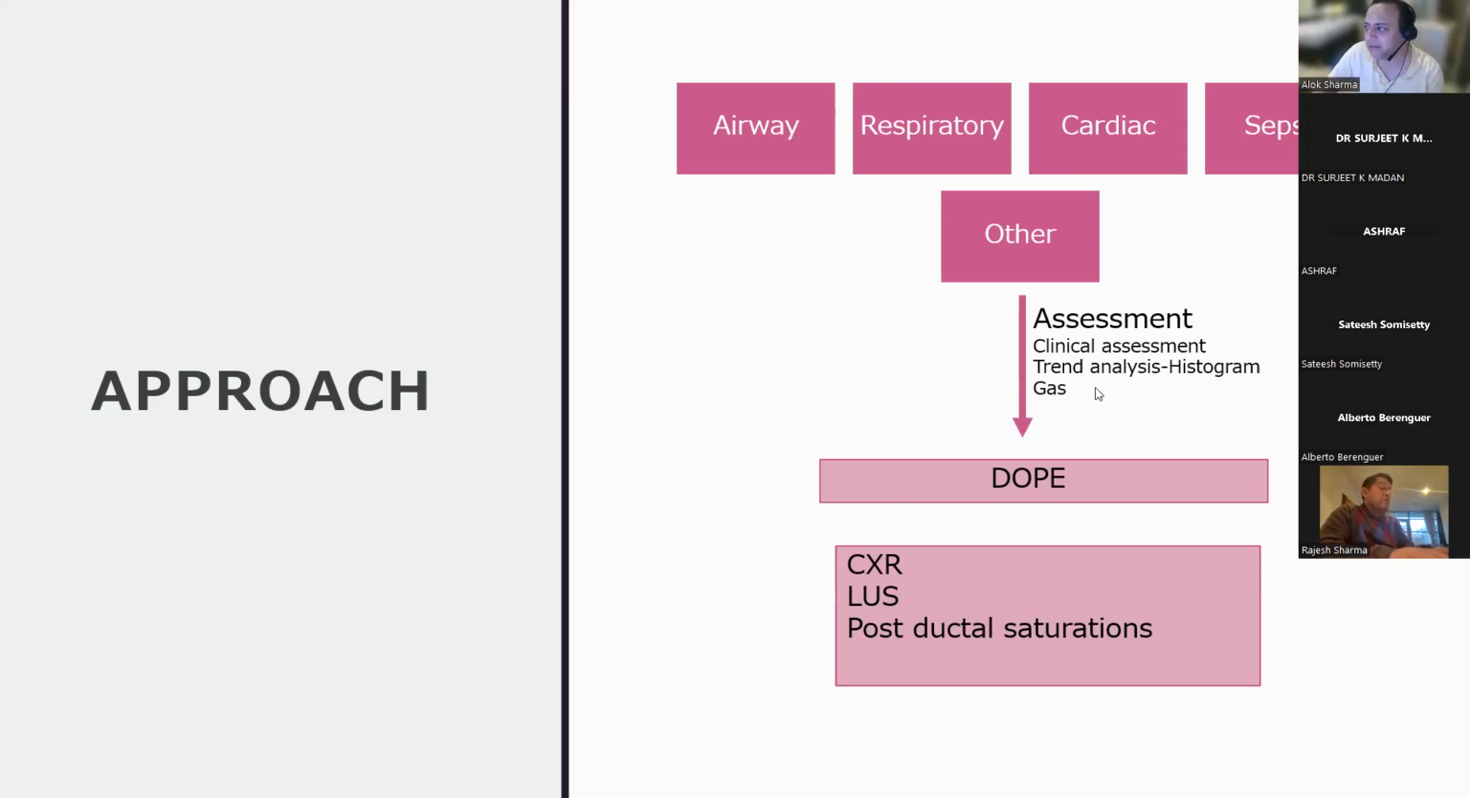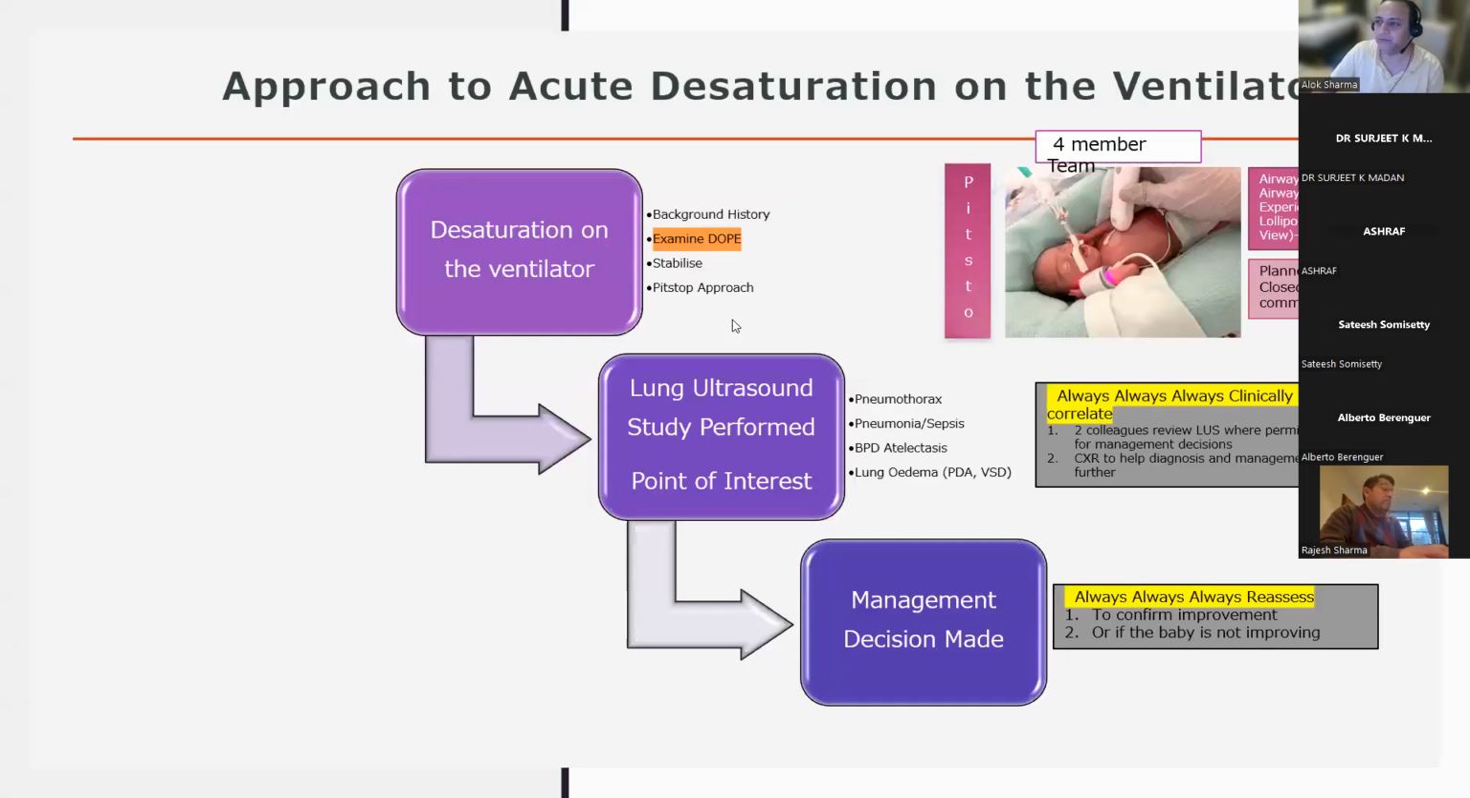In our unit, we have a histogram which allows us to do trend analysis, and I find that very, very useful. But when you look at the clinical approach to acute desaturation on the ventilator, you look at what we've just talked about: the history, exclude DOPE, and then you would stabilize.